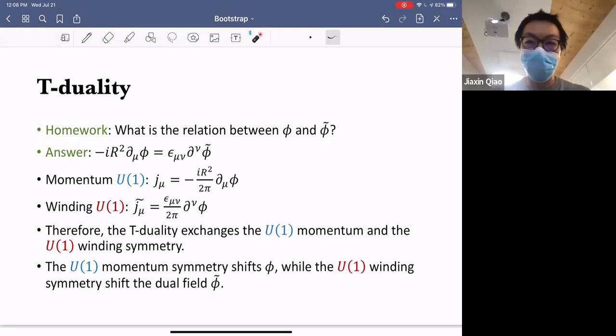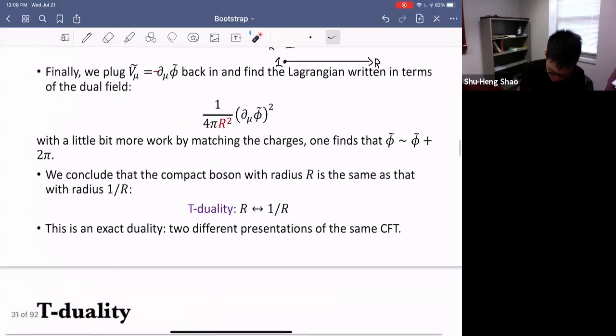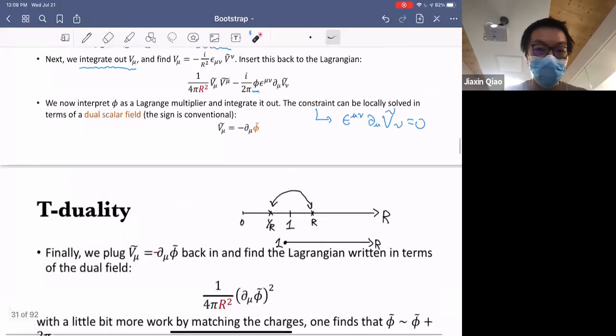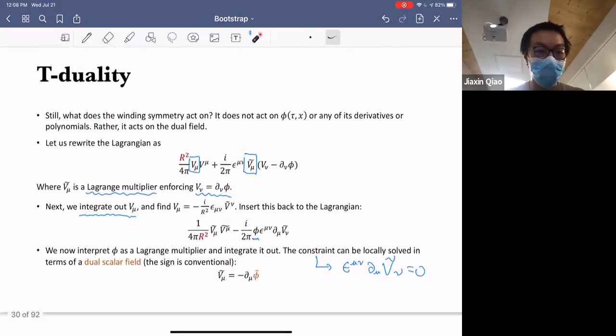Shu-Heng, I have a question about the T-duality in the last page. So when you integrate out the V mu, which is derivative of phi, intuitively the remaining degrees of freedom for phi should be some constant field, but in the last step you still do some variation with respect to phi. So can you explain more on this?